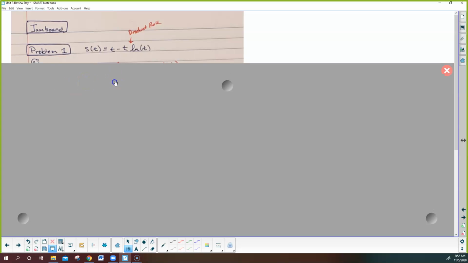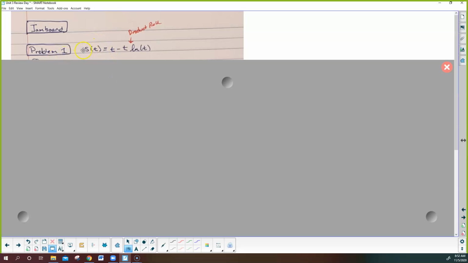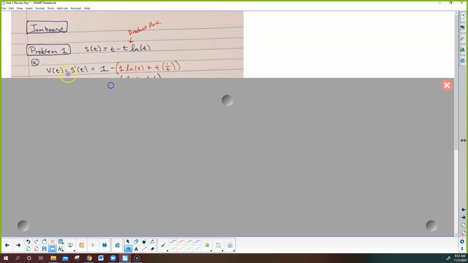So in problem number 1, they said, here's the displacement. Now, displacement is the same as position. So when we think about position, if we take the derivative of that, that gives us the velocity. So what I have to do is take the derivative of the 2 pieces, the t here, and then the t times ln of t. Now you do have to be really careful with this negative. I didn't realize it right away, so I just left it there, and then I put big grouping symbols, which is going to distribute a negative.